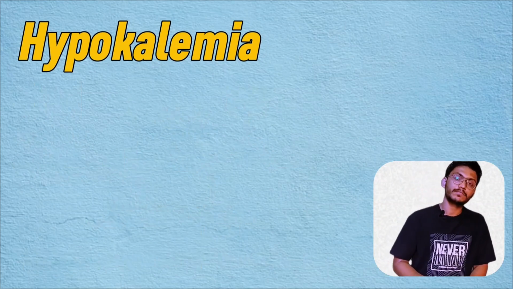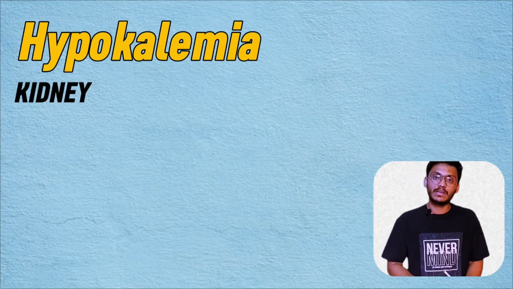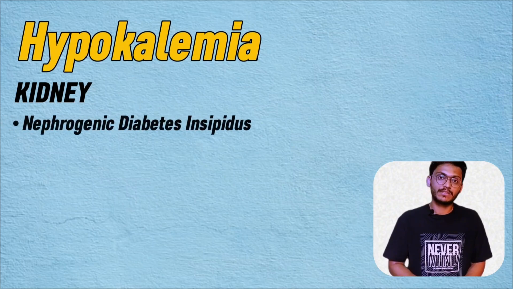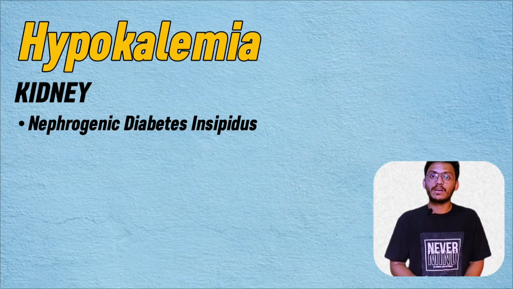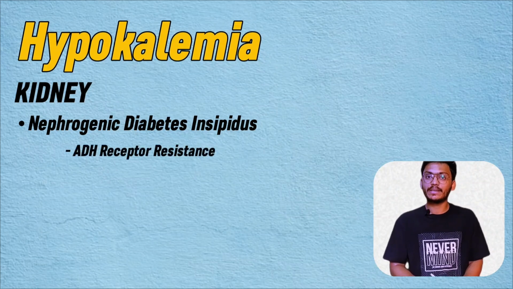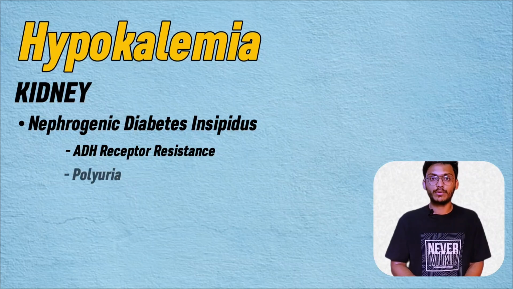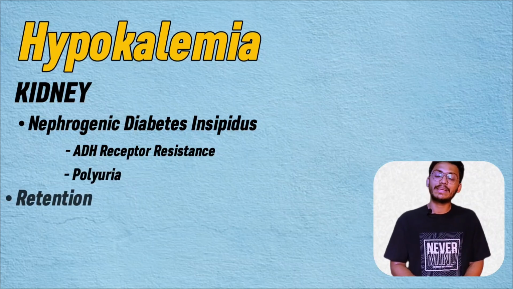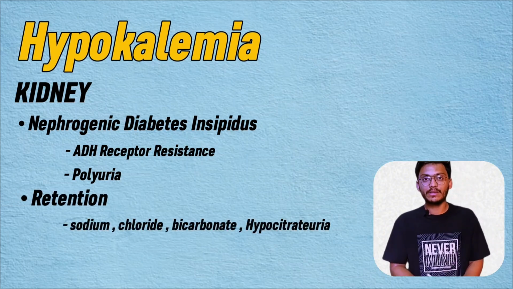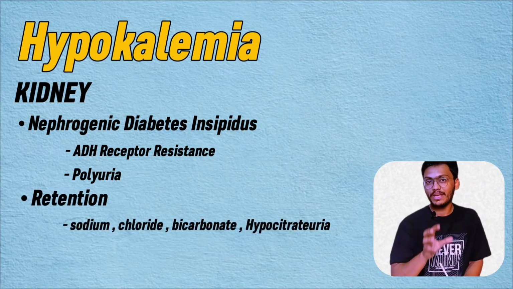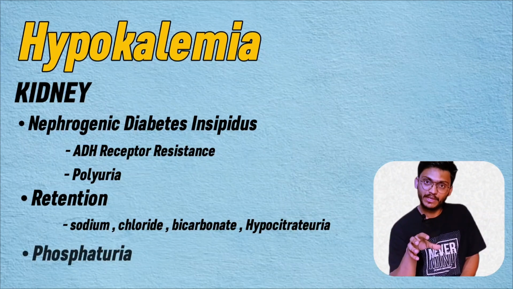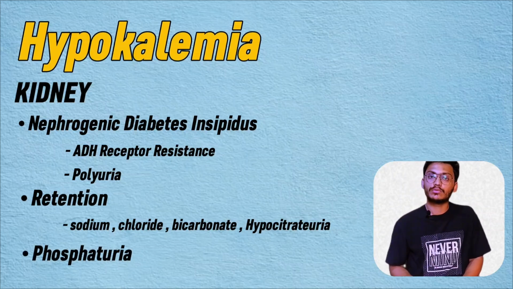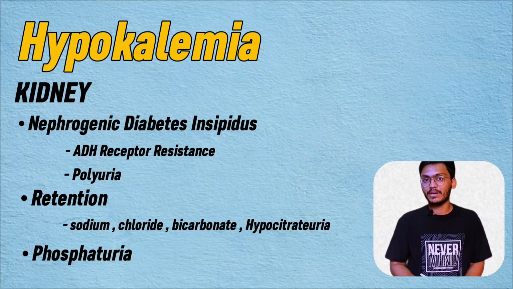The second one is hypokalemia affecting kidney. In kidney, it causes nephrogenic diabetes insipidus, because it causes resistance of ADH receptors in the collecting duct. That is why there will be polyuria. And in hypokalemia, there will be retention of sodium, chloride and bicarbonate, and there will also be hypocitraturia. But there will be increased excretion of phosphate. That is why you will see phosphaturia. So these are the manifestations of hypokalemia affecting kidney.